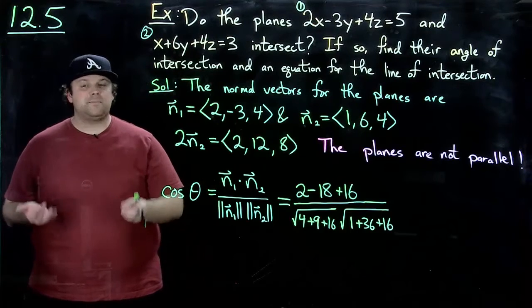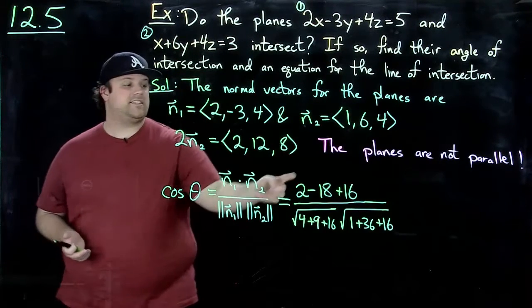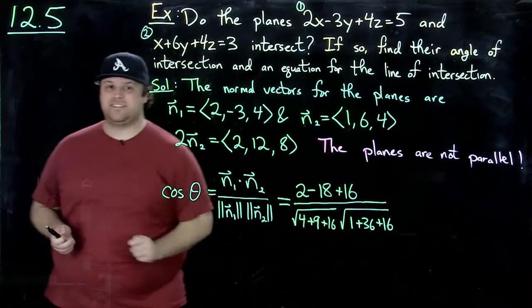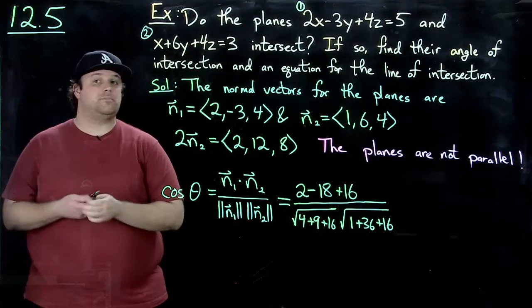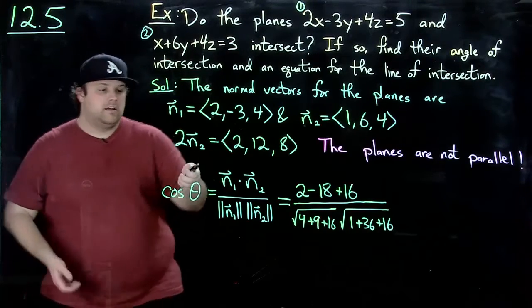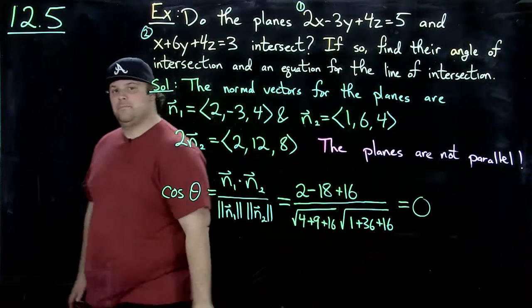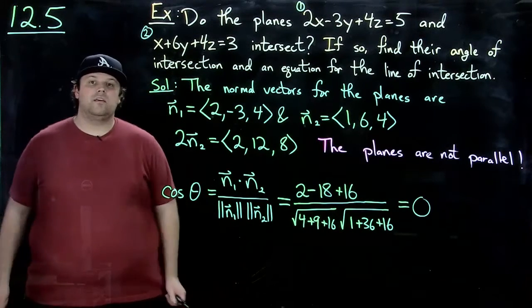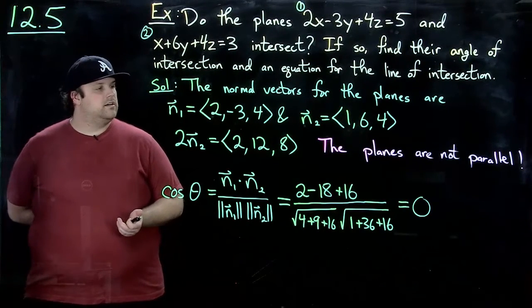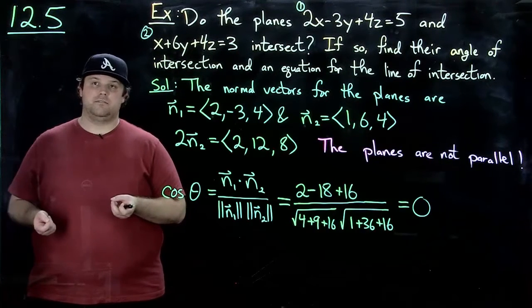Well, this particular example isn't going to be very hard to compute, because what is 2 minus 18 plus 16? Well, 2 plus 16 is 18. Minus 18, we're going to have 0 on top. So cosine of theta is just 0. So, well, when is cosine of theta equal to 0?